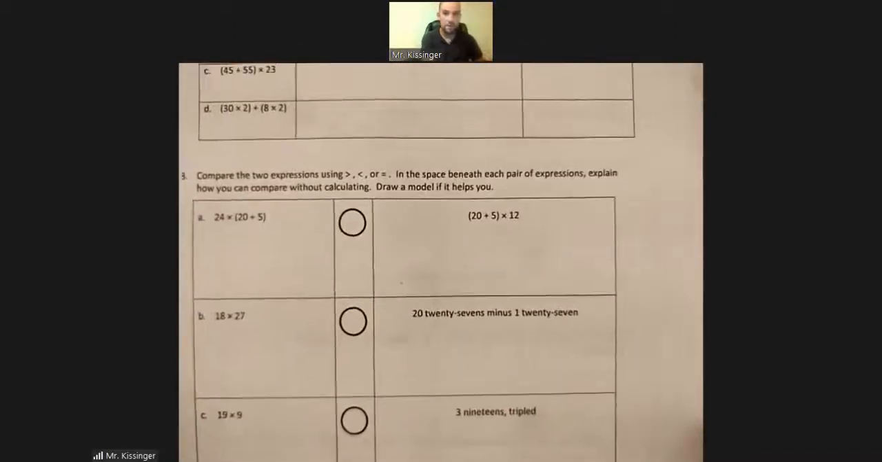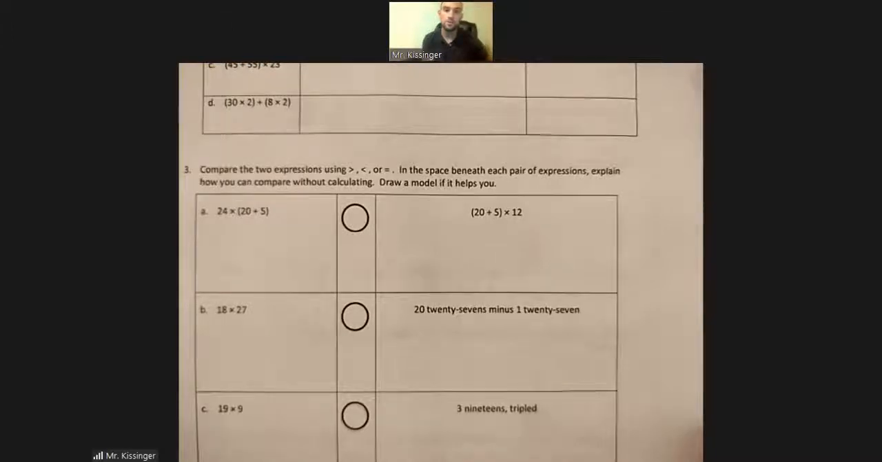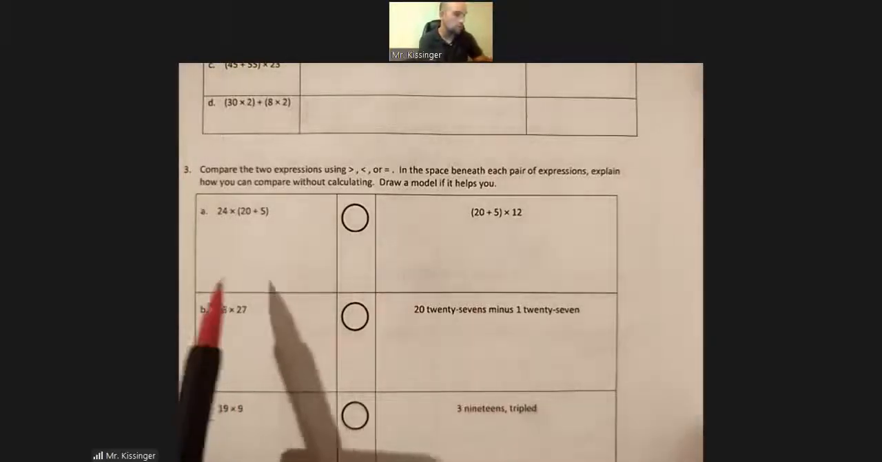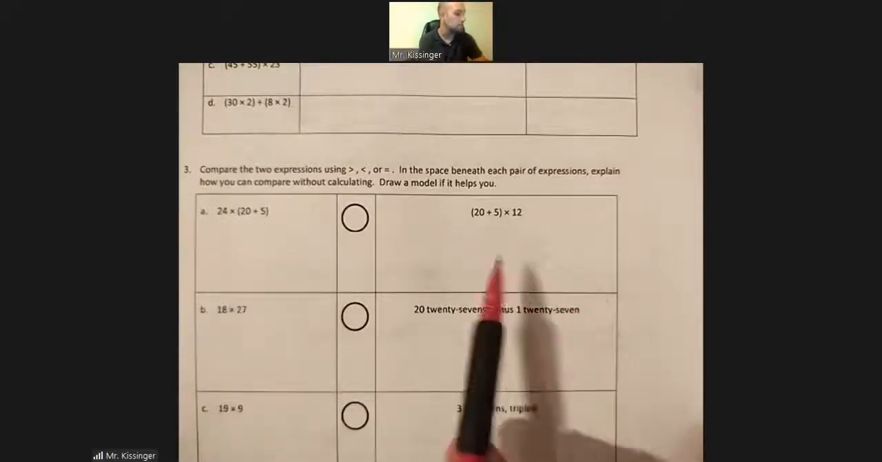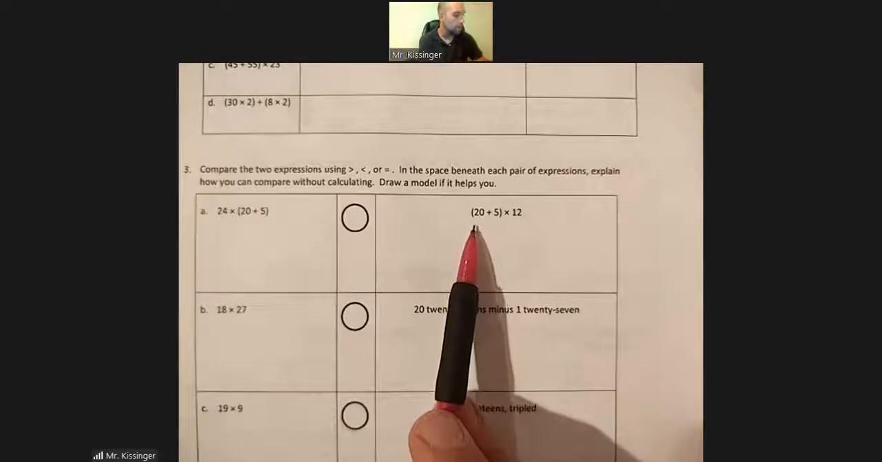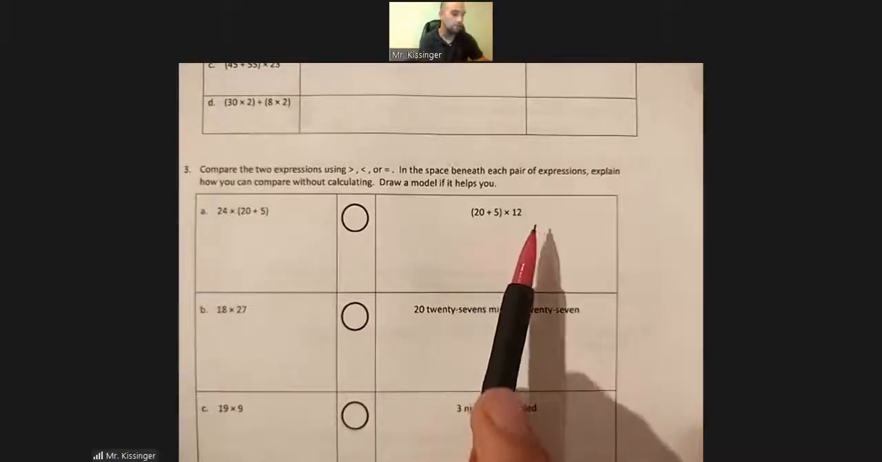And then down here, this one says compare the two expressions using greater than, less than, or equal to. In the space beneath each pair of expressions, explain how you can compare without calculating. Draw a model if it helps you. So we're going to try to do this without calculating. So let's look at our two expressions. We have 24 times 20 plus 5, or the sum of 20 and 5. And over here we have 20 plus 5 times 12.